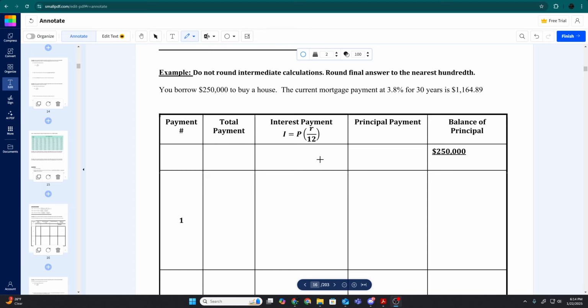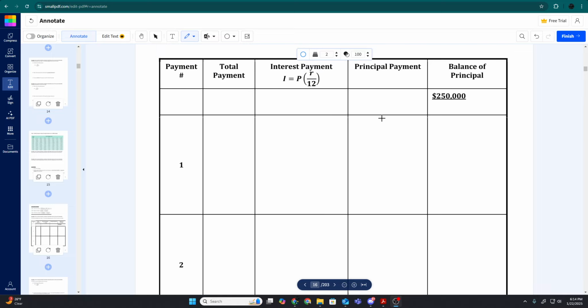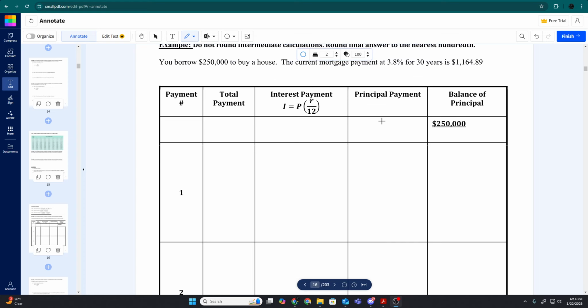So when we're looking at this table, and amortization kind of goes in a table format, before you make your first payment, you owe the entirety of the loan. Right, so right now the outstanding balance is $250,000 because you made 0 payments. So what's going to happen is on payment 1, we're first going to look at what the payment is, and we already know that answer. The payment is $1,164.89. That's what we're going to put here.